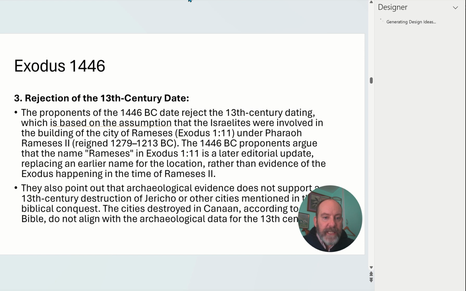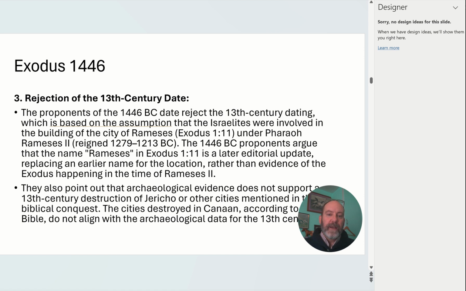So some reject this idea. The proponents of the 1446 date reject the 13th century dating, which is based on the assumption that the Israelites were involved in the building of the city of Ramesses, because the name appears in Exodus 1:11 under Pharaoh Ramesses II. So the 1446 BC proponents argue that the name Ramesses in Exodus 1:11 is a later editorial update, replacing an earlier name for the location, rather than evidence of the Exodus happening in the time of Ramesses II. And this is one of those things that just happens.